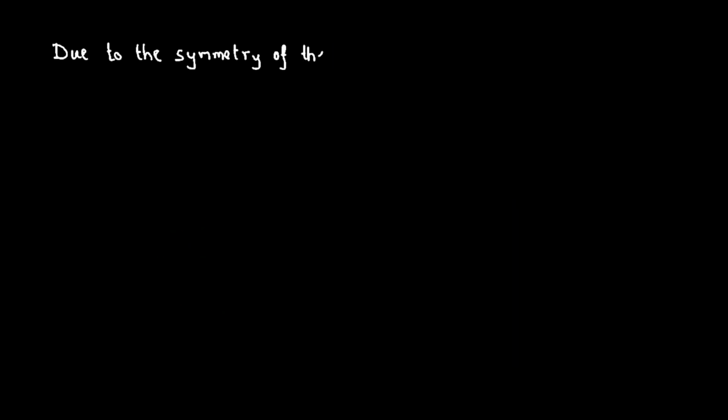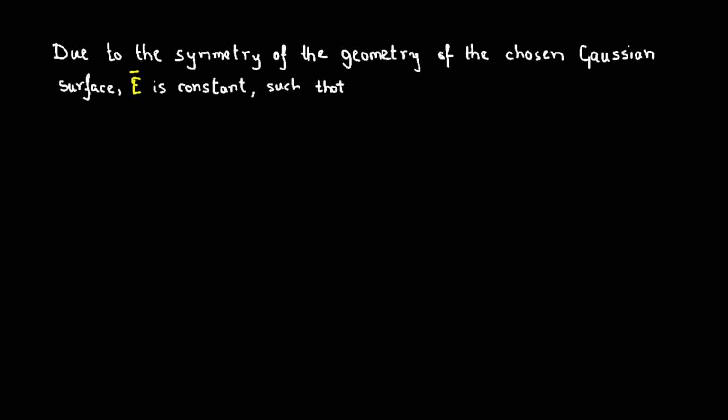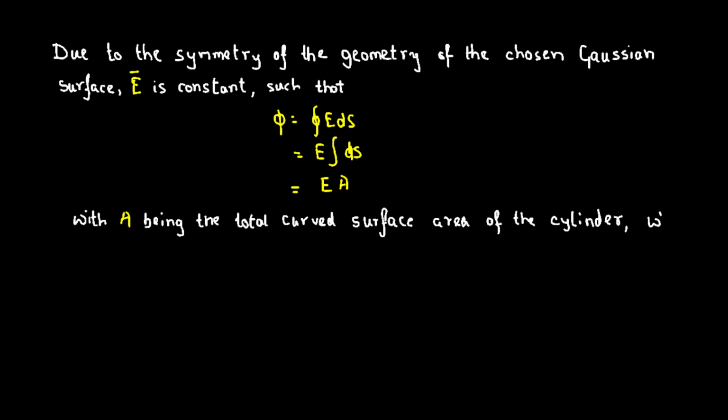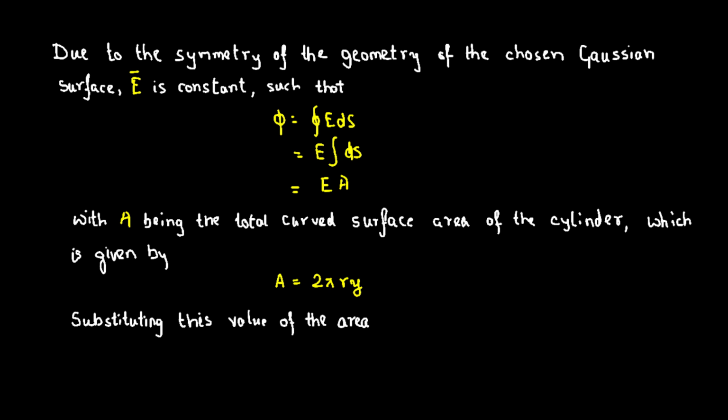Due to the symmetry of the geometry of the chosen Gaussian surface, the electric field is constant such that phi is equal to the closed integral of E dS, that becomes E times the integral of dS, and that gives us E times A. Equation number 1, with A being the total curved surface area of the cylinder, which is given by A equals 2 pi r y. Substituting this value of the area A in equation 1, we get flux phi equals E times 2 pi r y. So this is equation number 2.